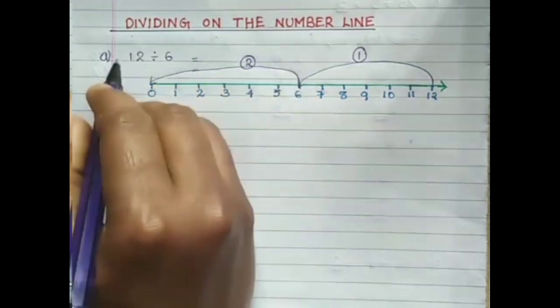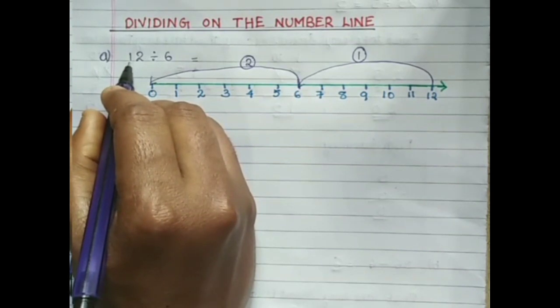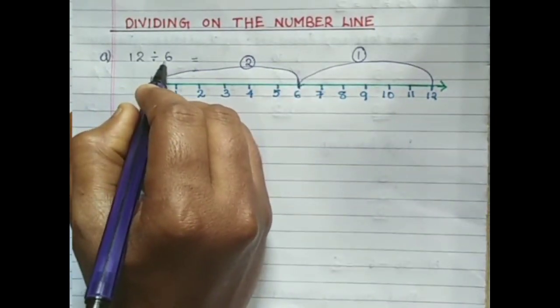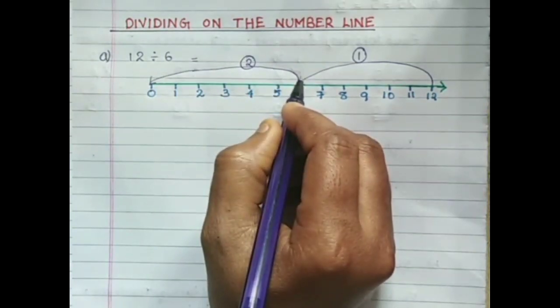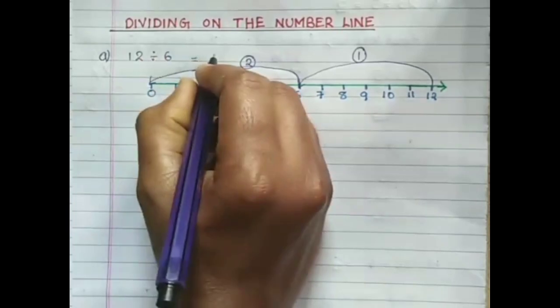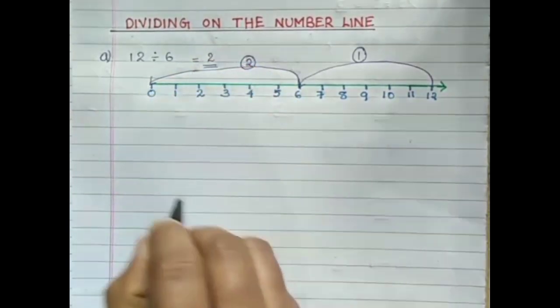So in order to divide the number 12 by 6 on the number line, starting from 12, we should count backward 6 numbers and we should skip jump 6 numbers backward till we reach the number 0. Here the number of jumps is 2. So 12 divided by 6, the answer is 2.